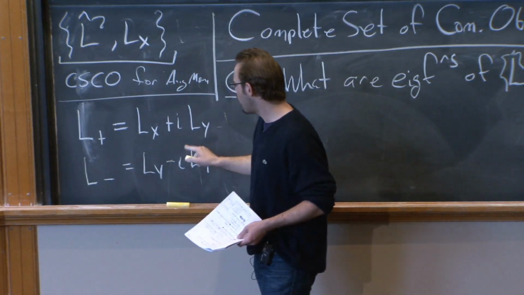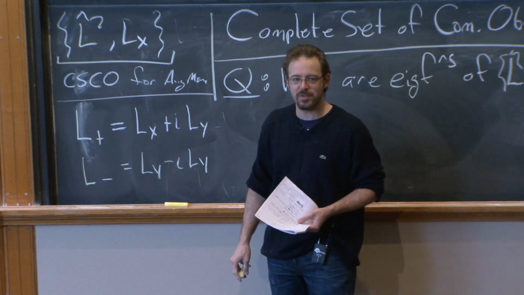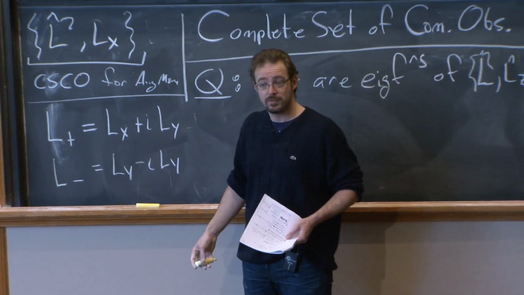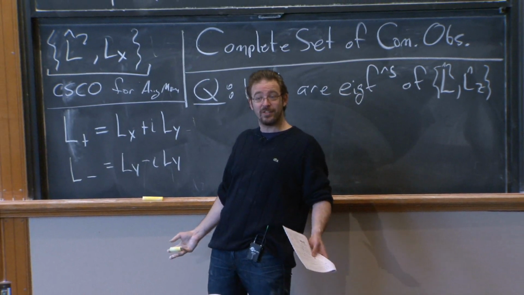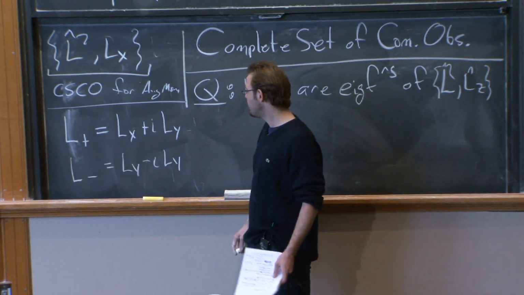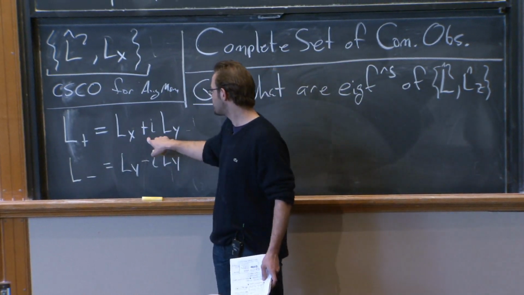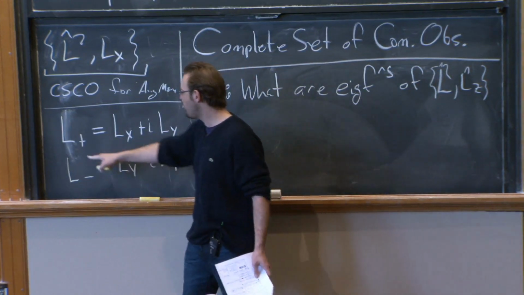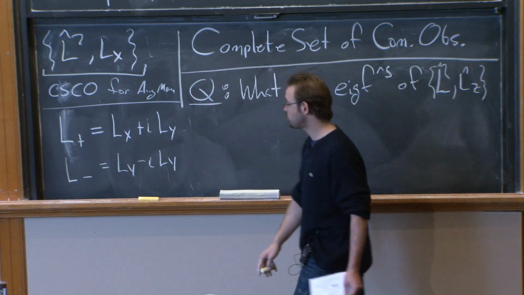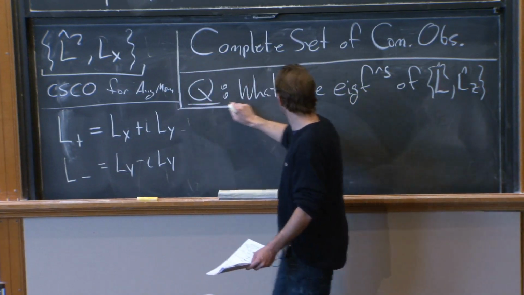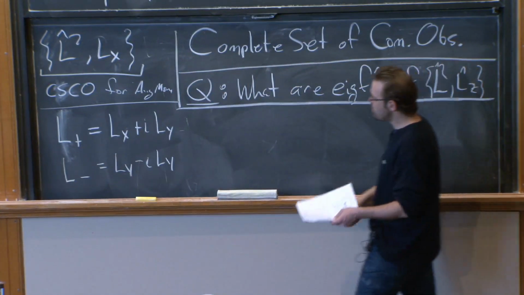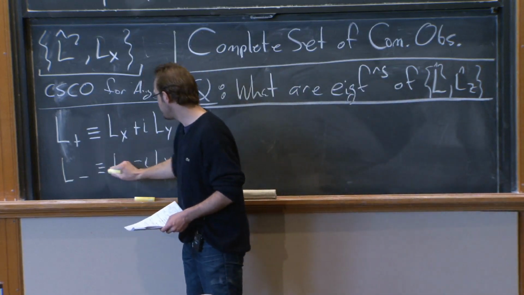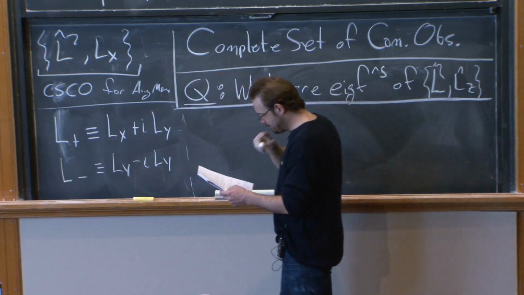Now, Lx, Ly, those are observables. What can you say about them as operators? What kind of operators are they, since they're observables? Hermitian, exactly. So what's the Hermitian adjoint of Hermitian plus i Hermitian? Hermitian minus i Hermitian. OK, good. So L minus is the adjoint of L plus. Okay. So this is just going to be a definition. Let's take these to be the definitions of these guys.